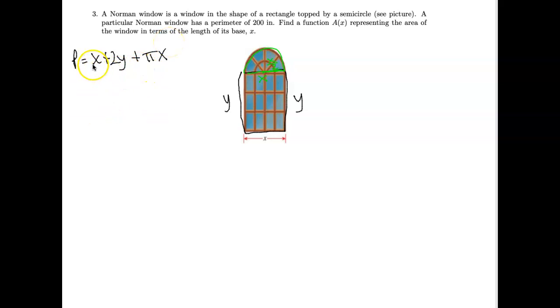I also see that I can factor out the x, and I know my perimeter is 200. So I'll have 200 equals pi plus 1 times x plus 2y. Right here, I just factored out the x, and I used the commutative property to write the pi first. All right, this is the information we know for the perimeter.